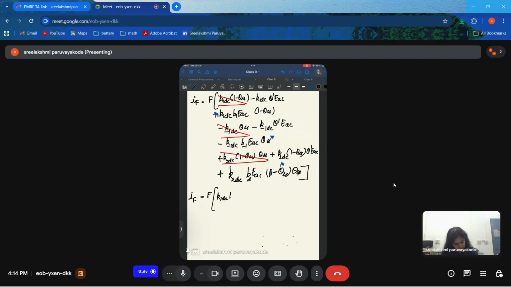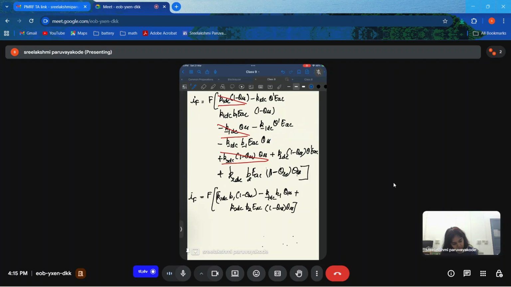K1 DC, B1, 1 minus theta SS. EAC I'll write together outside. Minus K minus 1 DC, B minus 1 theta SS and K2 DC, B2 EAC, 1 minus theta SS into theta SS. This goes together. Now let's write the theta dash terms together.